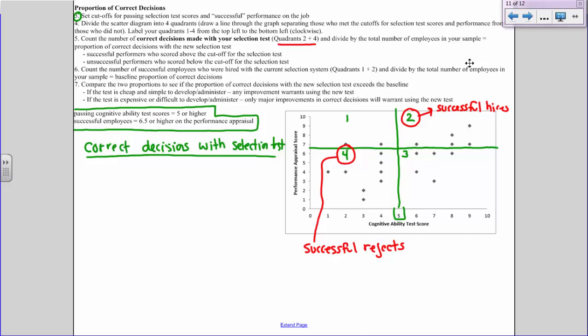So what we do is we count quadrant 2 plus quadrant 4, divided by the total sample size, which the abbreviation for that would be a lowercase n, if you want to be fancy. So quadrant 2 has 1, 2, 3, 4, 5. Quadrant 4 has 1, 2, 3, 4, 5, 6, 7, 8. And remember, there's 20 total employees. So this gives you 13 divided by 20, and you have a success rate of 0.65.